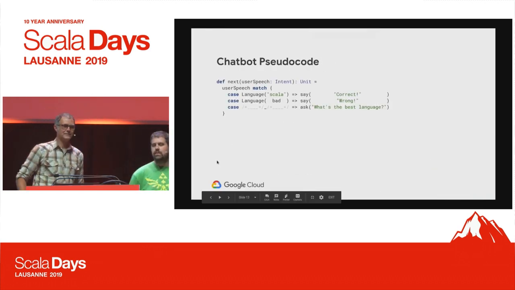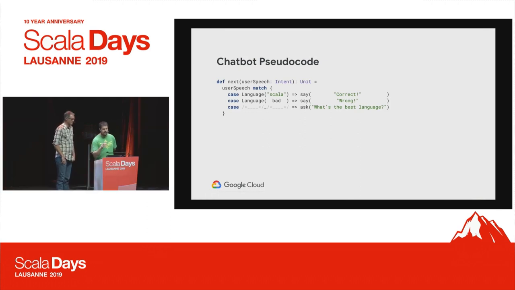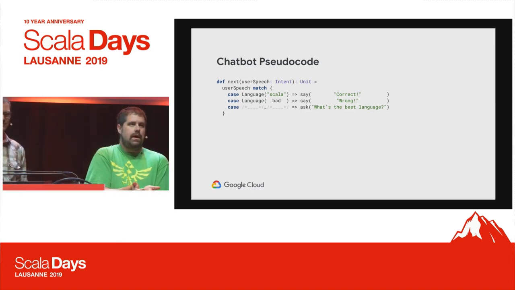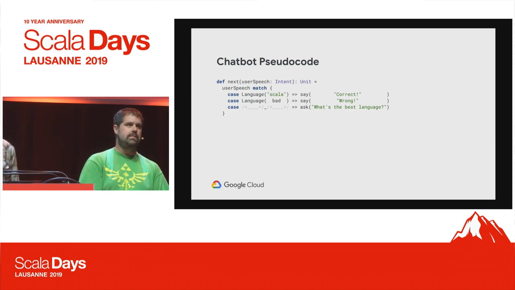Right, so in pseudocode, the way this looks is you say, when I get something that the user has spoken to me, right, via typing or talking, we have a Google Home here, so we're going to do that in a bit. If the user has talked to me, I need to figure out what they said, and then do something based on what they said.